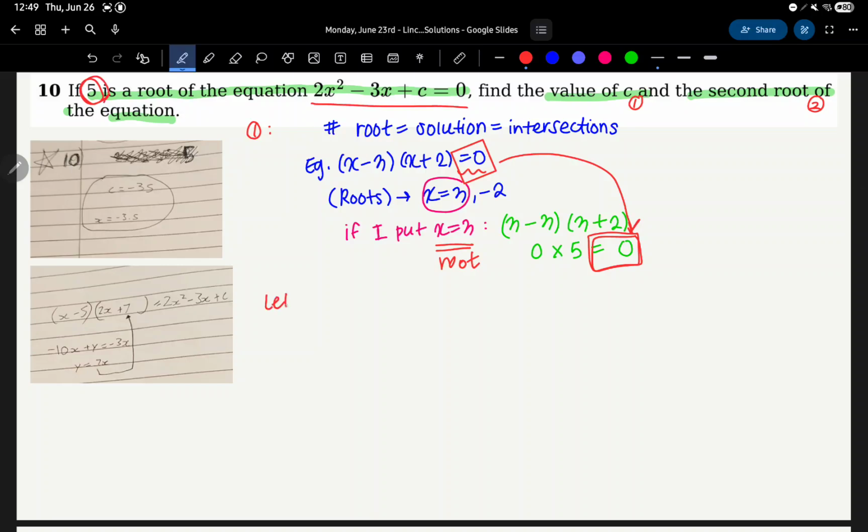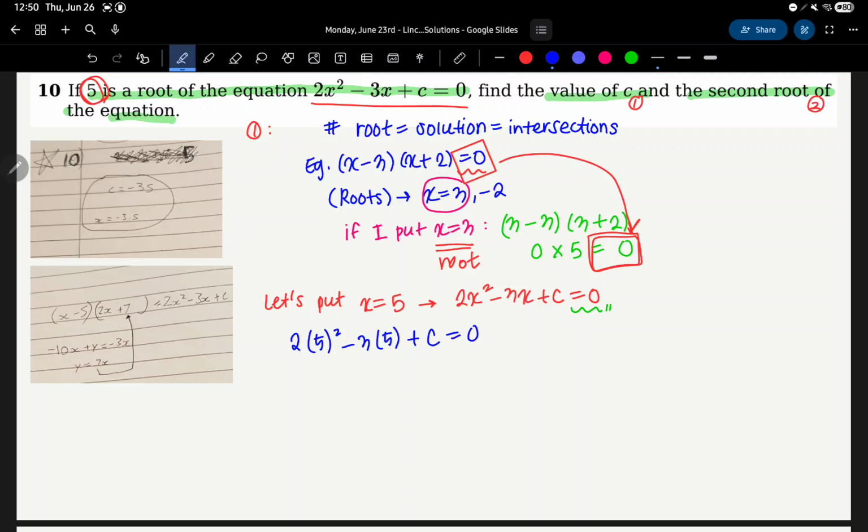So let's put x as 5. If I put x as 5, what is it going to look like? 2x squared minus 3x plus c is going to equal 0. Because we just proved that if we put a root in it, it's going to equal 0. So continuing from here, let's actually put it in: 2 times 5 squared minus 3 times 5 plus c is going to be equal to 0.